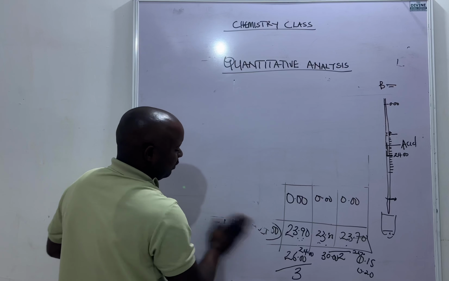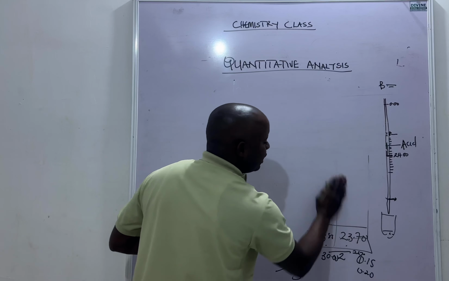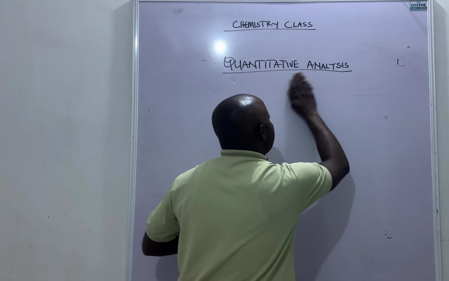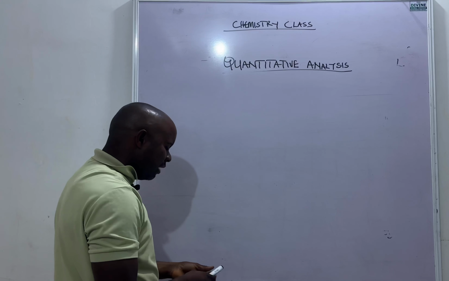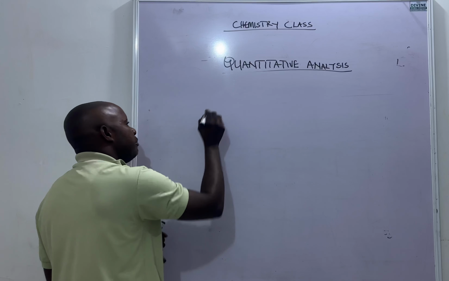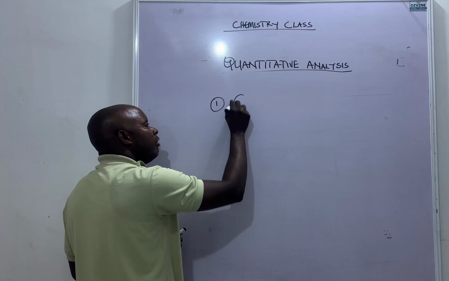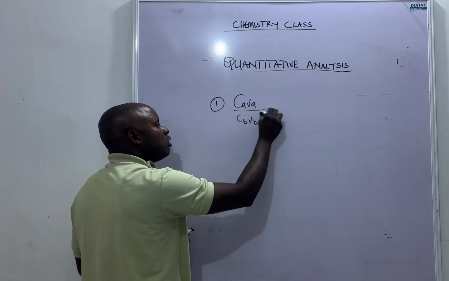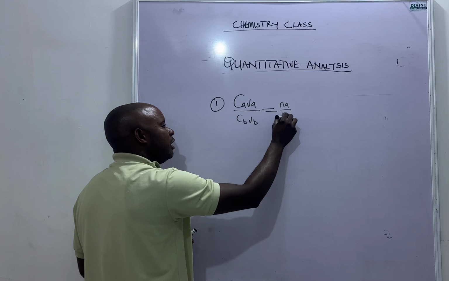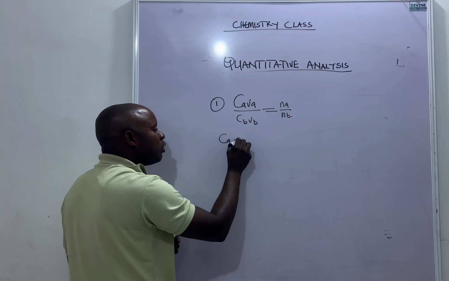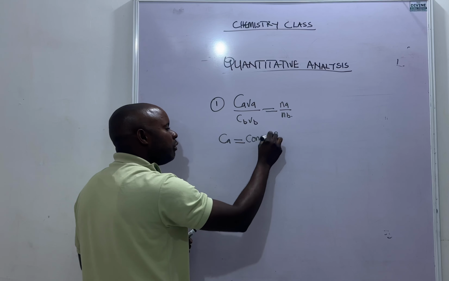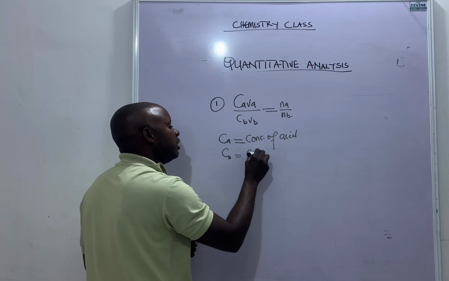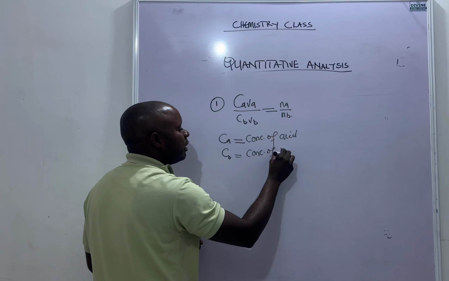We have 2 important formulas we can use in manipulating 1 or 2 calculations in titration, using titration as analysis. In this aspect, we have 2 important equations. We have CA VA all over CB VB is equals to NA all over NB. So we say CA is the concentration of acid, and CB also means concentration of base.